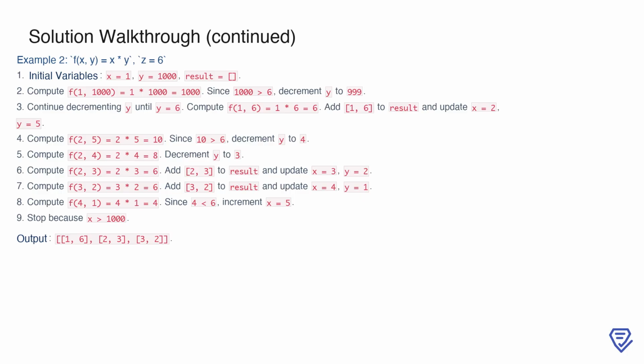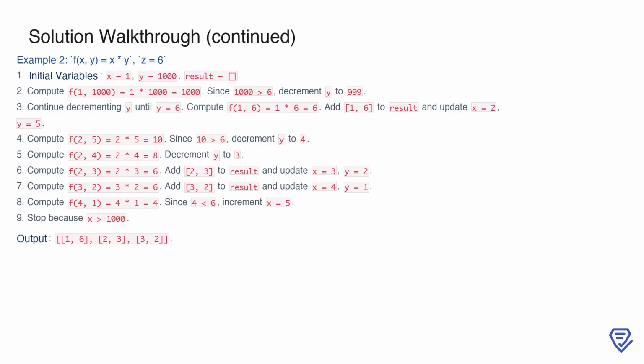Next, we calculate f(2, 5), which equals 10, greater than the target. Therefore, we decrement y to 4 and continue. When y reaches 3, f(2, 3) equals 6, so we add (2, 3) to the result and adjust the pointers.